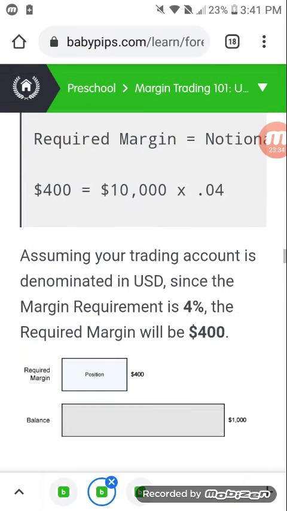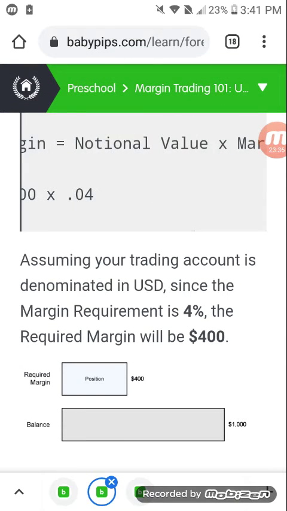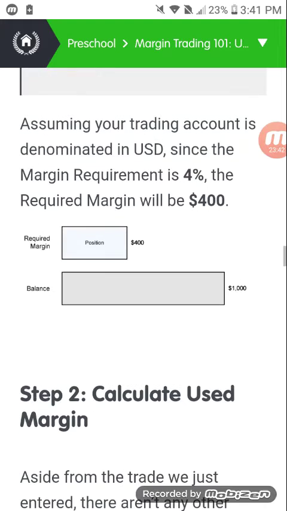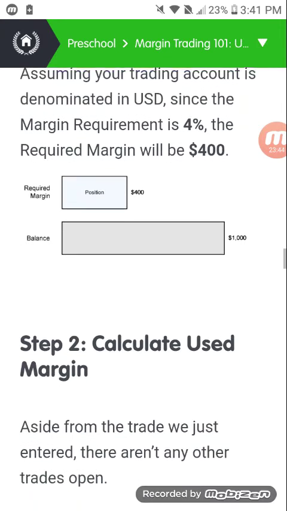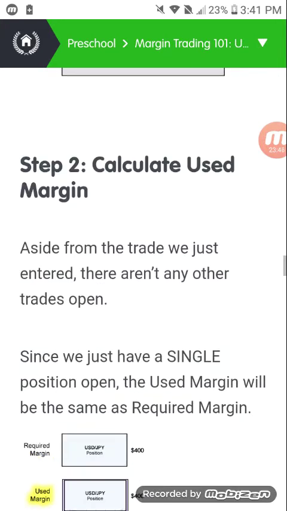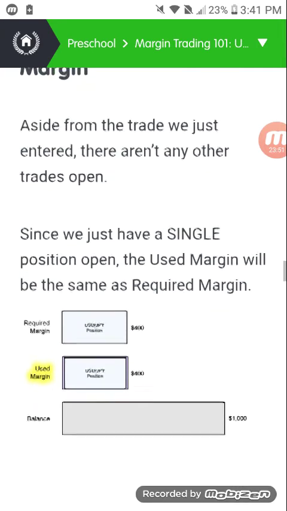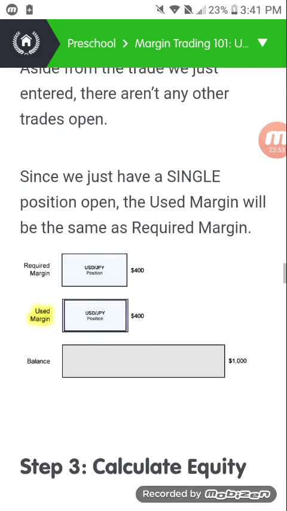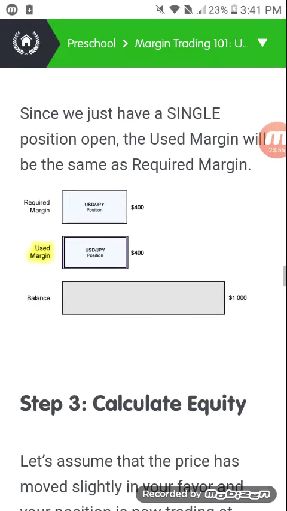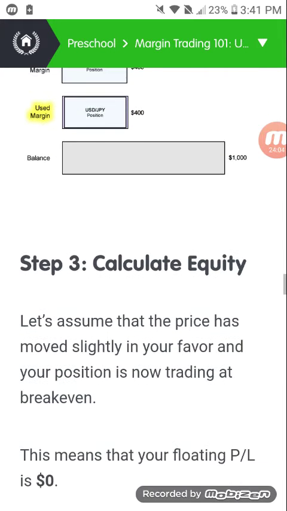So the margin requirement to open that trade is 4%, and the required margin is 400 to open that trade. Your balance is 1,000. To calculate the used margin set aside from the trade we just entered, there aren't any other trades open. Since we have only one single position open, the used margin is the same as the required margin. It's 400. So your balance is 1,000.